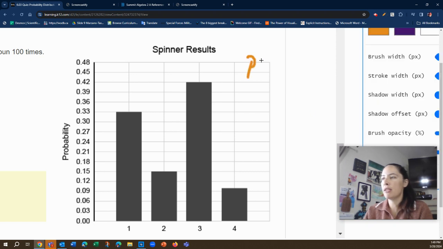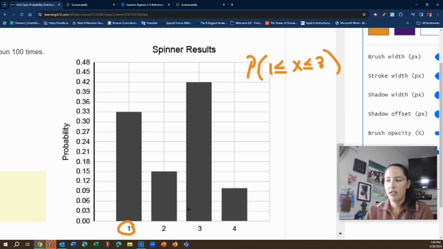They're asking for the probability that we pick something greater than or equal to 1, but less than or equal to 3. So let's just look at this table. Well, this bar is 1. Can we have 1? Yeah. Well, 2 is between 1 and 3, and 3 is less than or equal to 3. So those are the bars I want. Well, the probability, that's everything. I'm just going to add them up. So this is 0.33 plus 0.15 plus 0.42. Here we go.